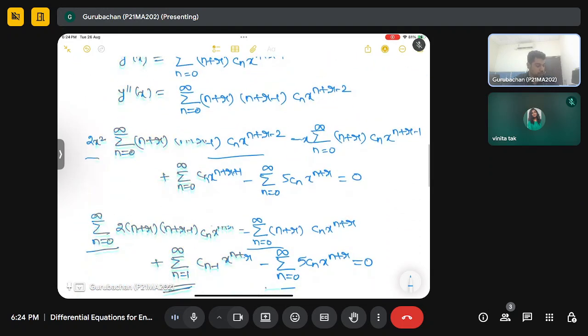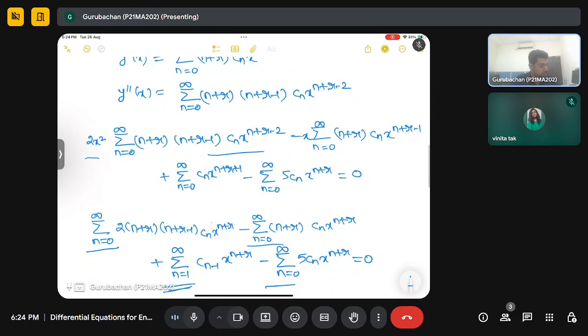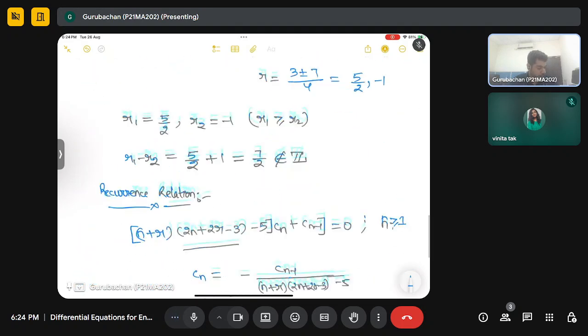Just let us re-verify it. So here it is n plus r. If you take n plus r common, it will be 2n plus 2r minus 2, and it is minus 1, so 2n plus 2r minus 3. Okay, so it is fine.